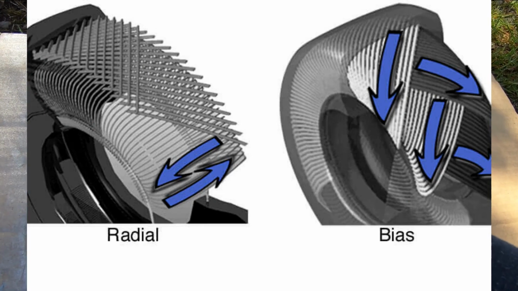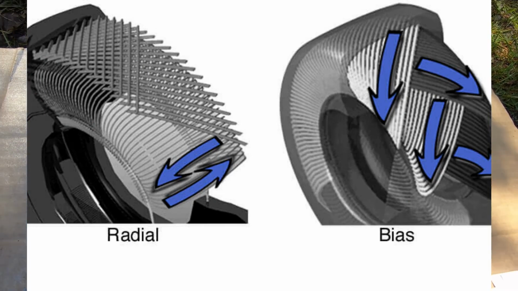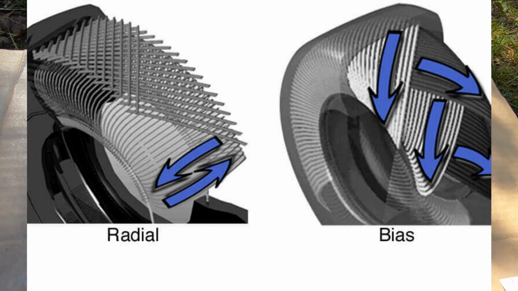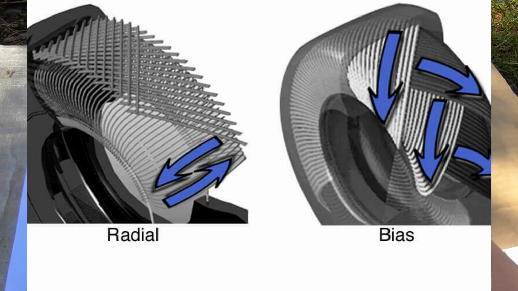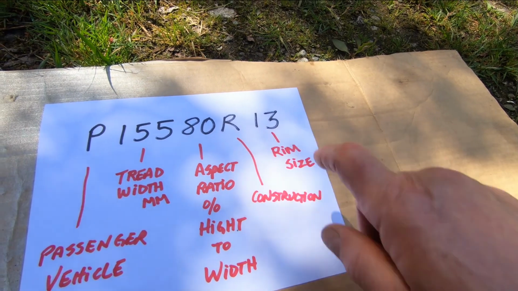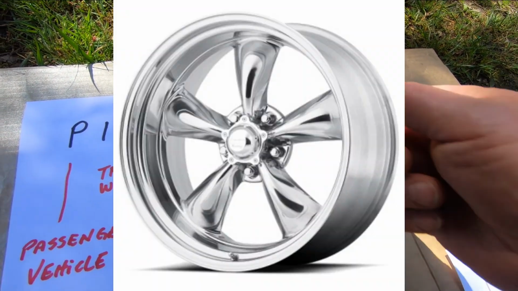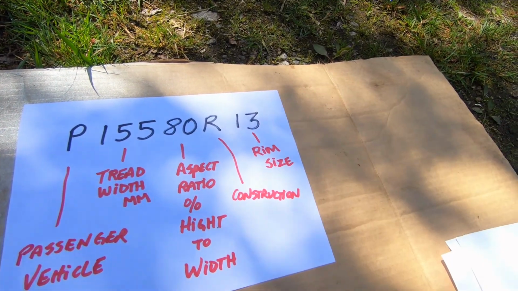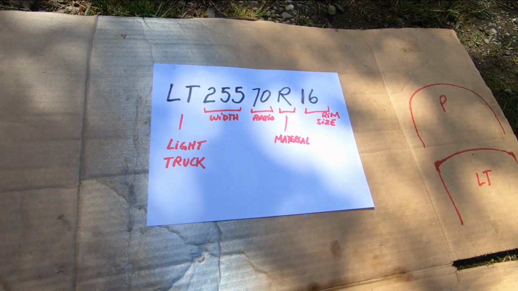Sometimes you'll have bias ply tires and other things. Most modern tires are radial tires, so you'll very often see the R there. And the last number is the rim size. So this is a 13-inch tire. It's a 13-inch rim, okay? That's the diameter of the rim that the tire would fit on.